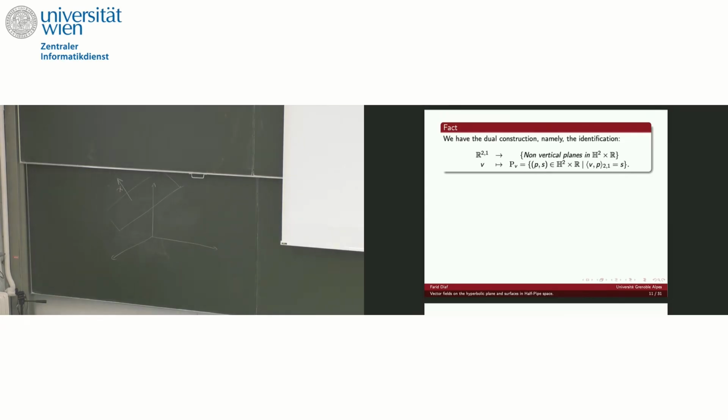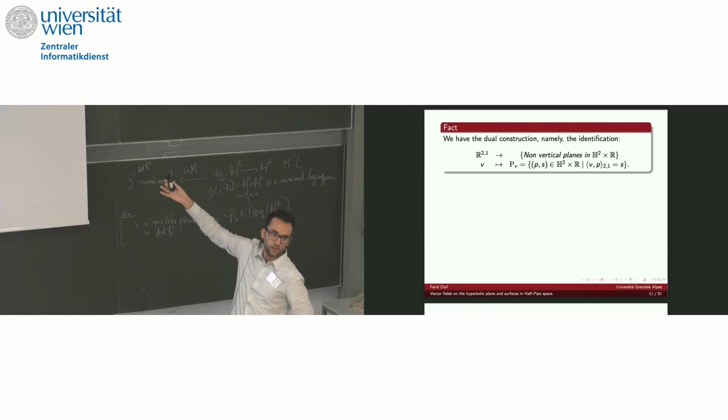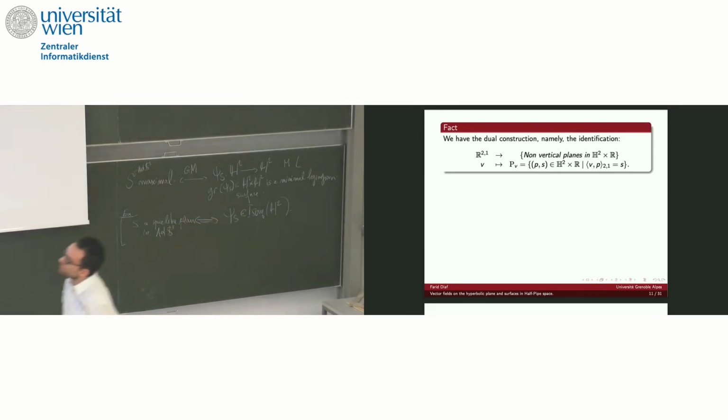And in fact, we have a dual construction. Namely, I can see a point in Minkowski space as a plane in H2 cross R, which is given like this. So what does it mean, a plane in H2 cross R?